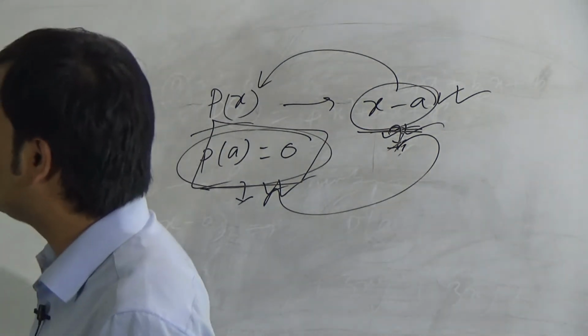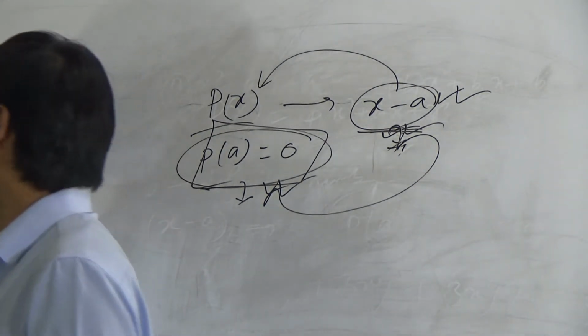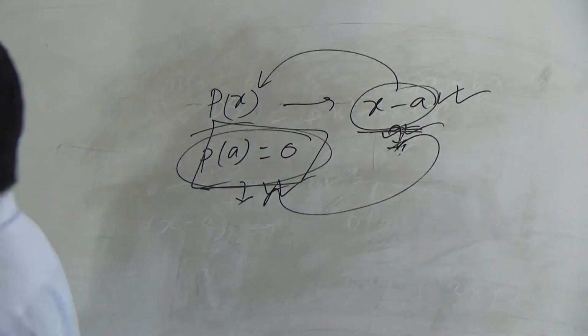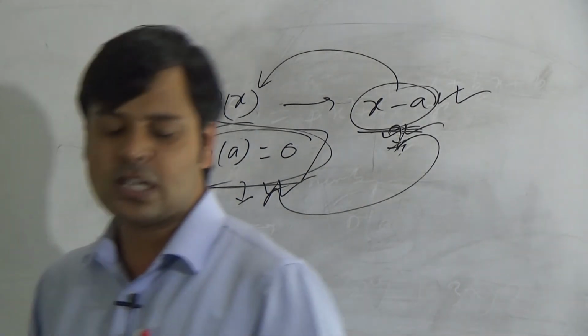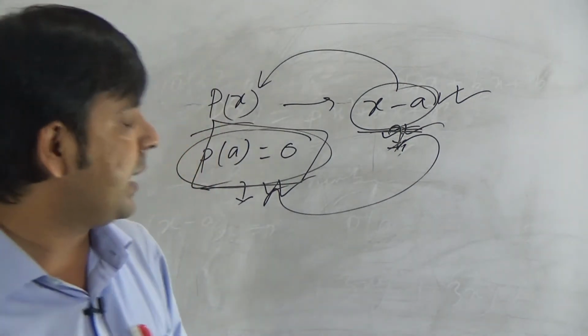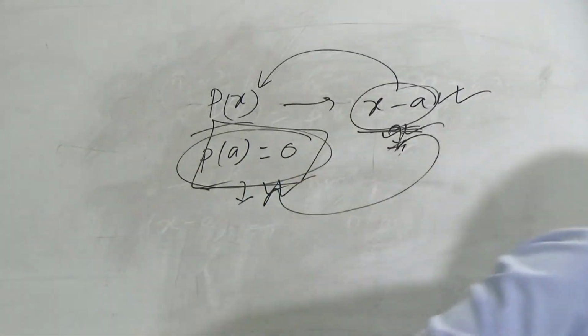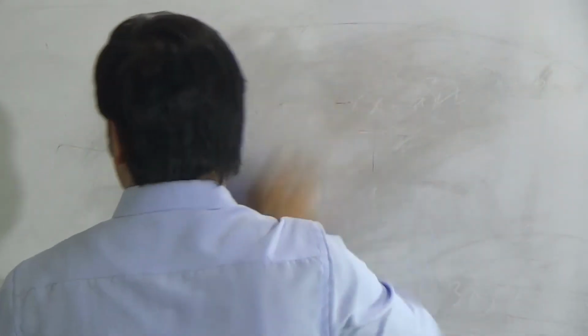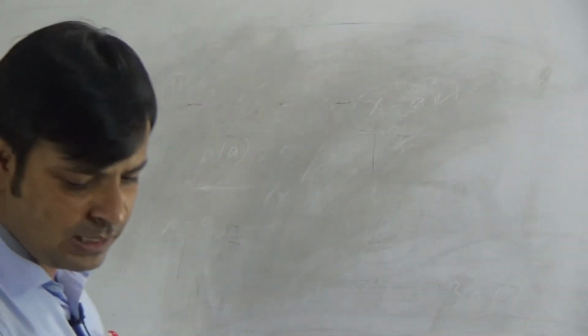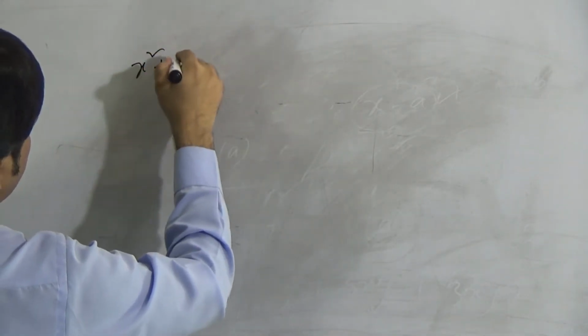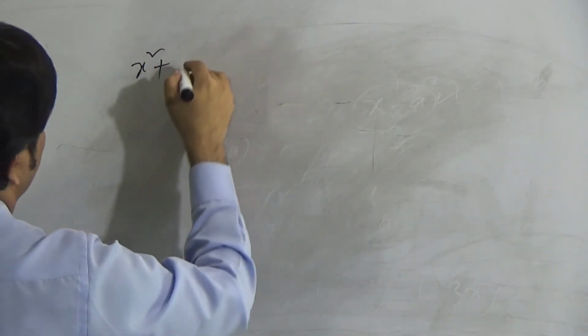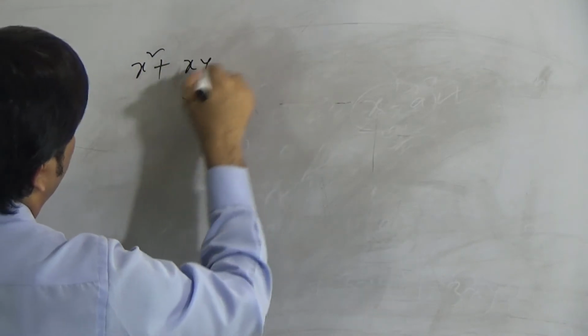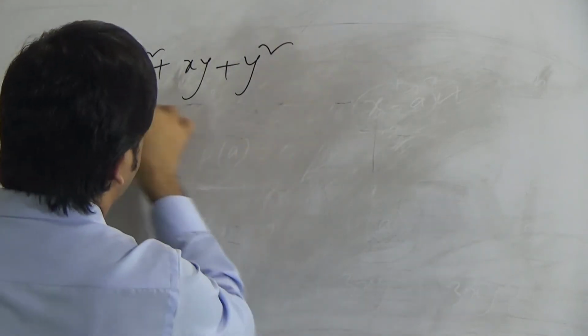Now I will discuss homogeneous, symmetric and cyclic expressions. Okay, dear students, to understand this, at first I am writing a homogeneous expression. Now see, if I write here x square plus 2xy plus y square, it is an algebraic expression.